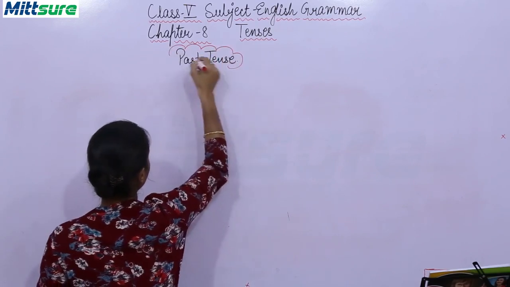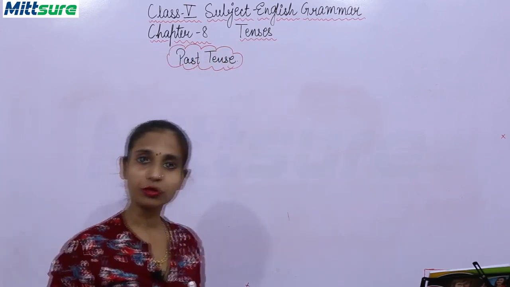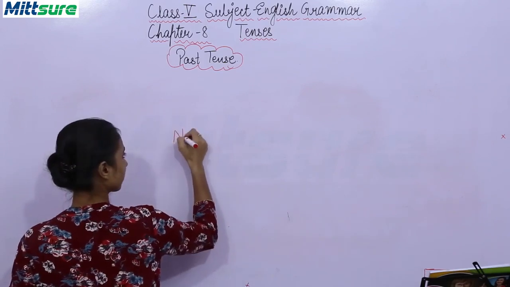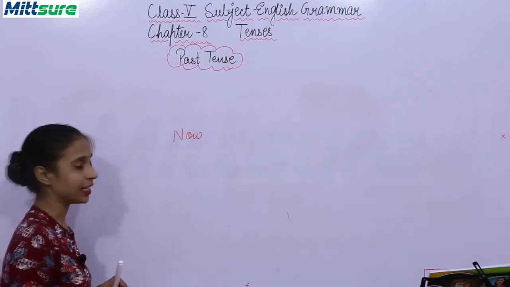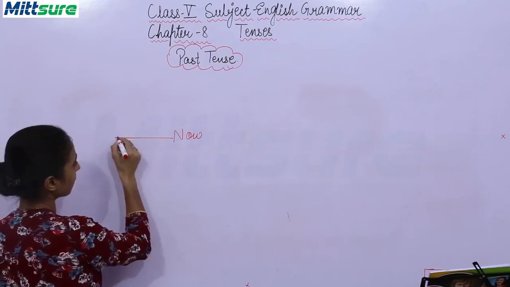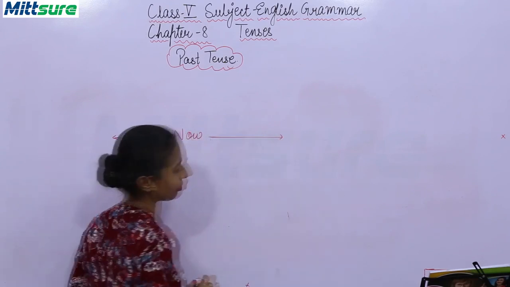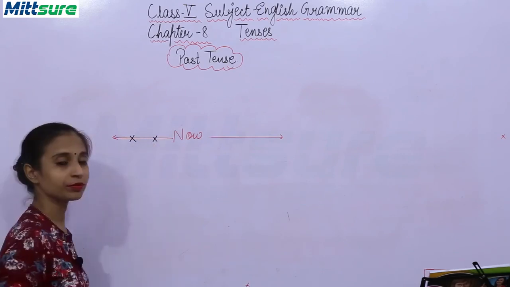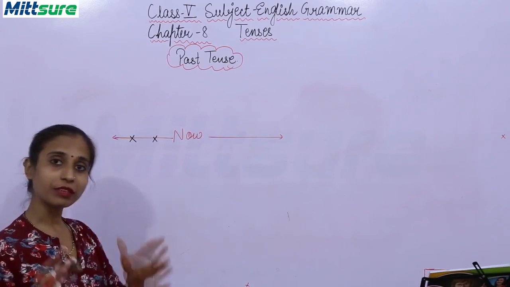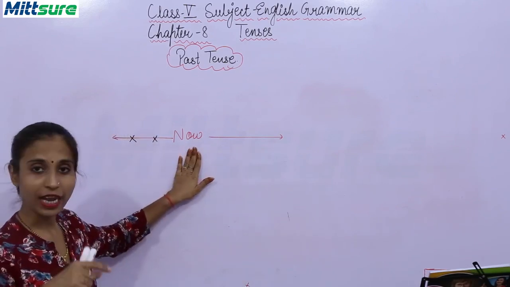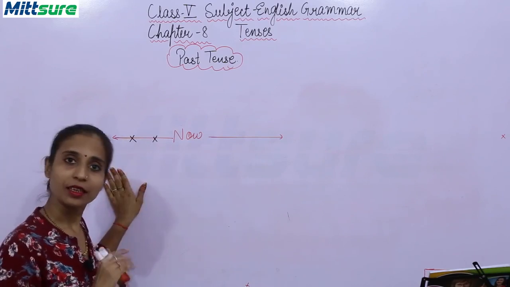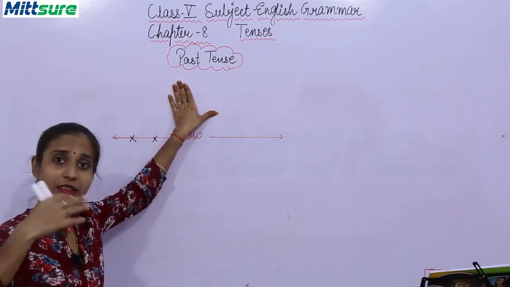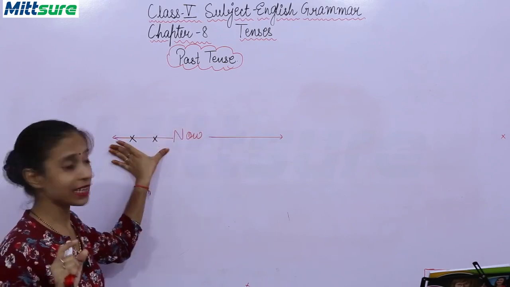Now, children, about present tense, I told you the time which is now, right? If we come to this side, we are coming to past. If we go to this side, we are going to future. When we talk about something which has already happened in the past, now means present, this side is past. Past tense means something which has happened in your past, the time which has gone. We are talking about that time.